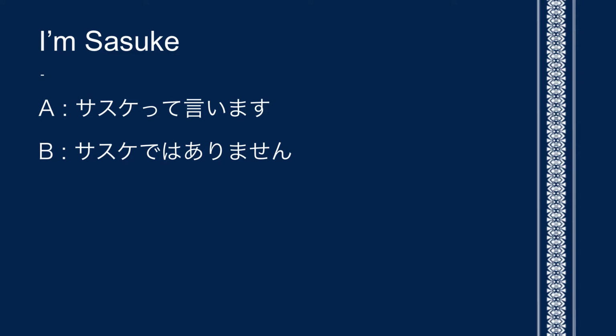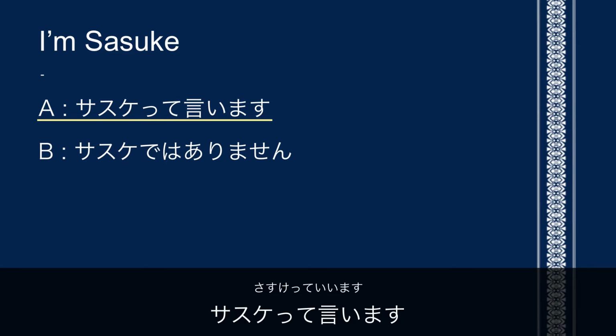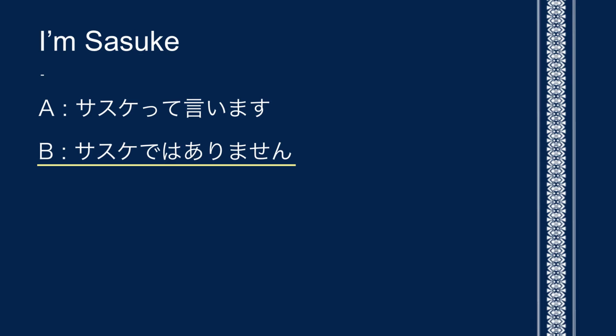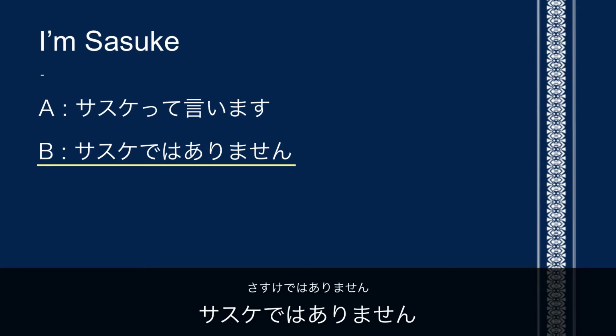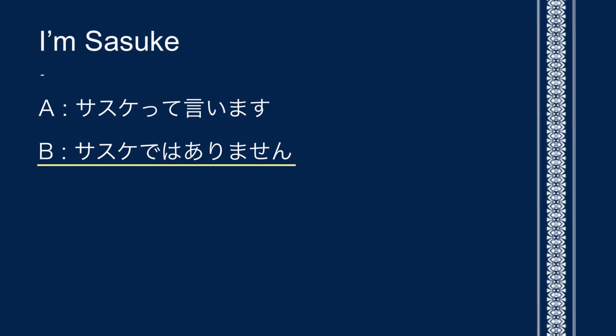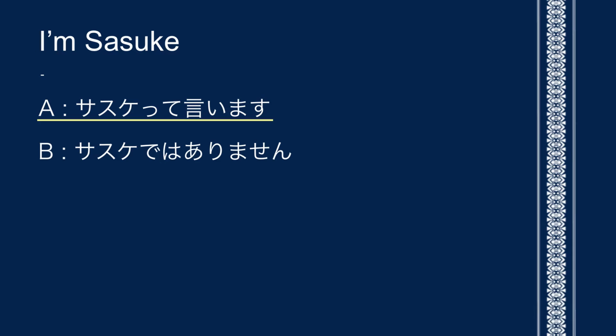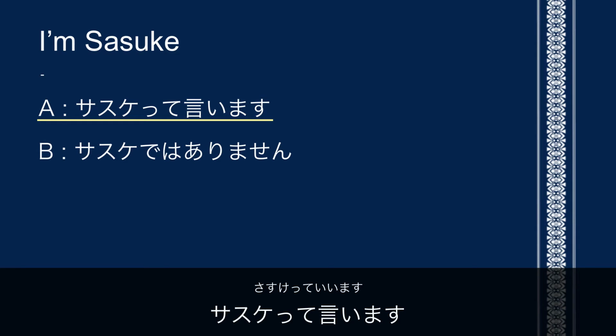The fourth sentence is that I'm Sasuke, and the options are here. サスケって言います。サスケではありません。Well, this sentence, サスケではありません is a negative form and it means I'm not Sasuke, so it's not correct. Then, when you say your name, you can say って言います。So this one is correct. サスケって言います。I'm Sasuke.